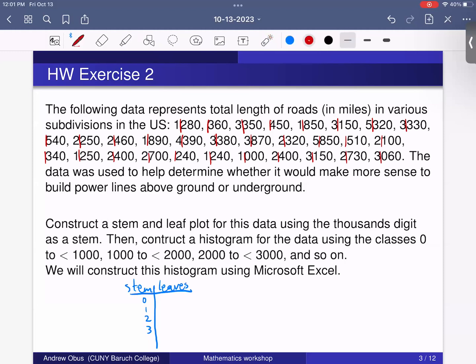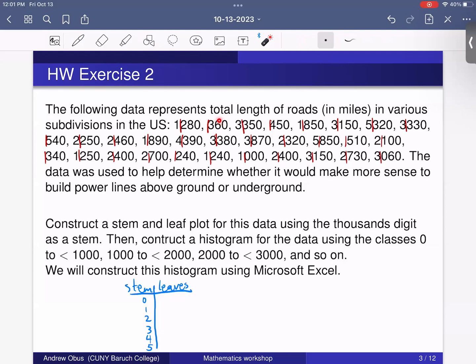So let me just finish this plot. I'm sorry if this is going a little bit too below the screen. So we're going to use, just for an approximation for drawing this, only one digit for the leaf. We're going to round to the hundreds place.